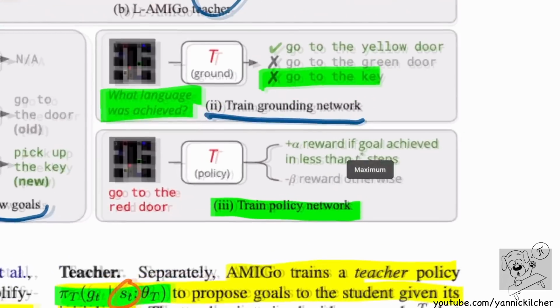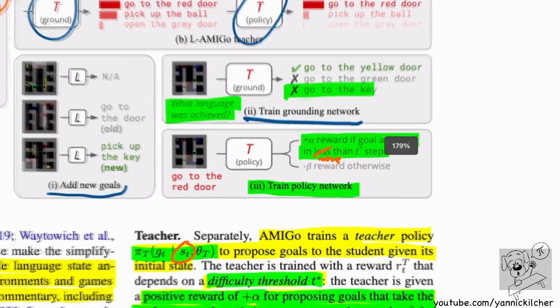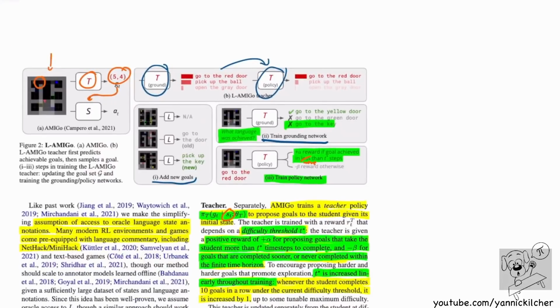Now there is a typo here, I believe, because here it says the reward is given if the goal is achieved in less than T star steps, but I believe it should be more. I believe this should be more, because that's what it says in the text. Yeah, so that's that.